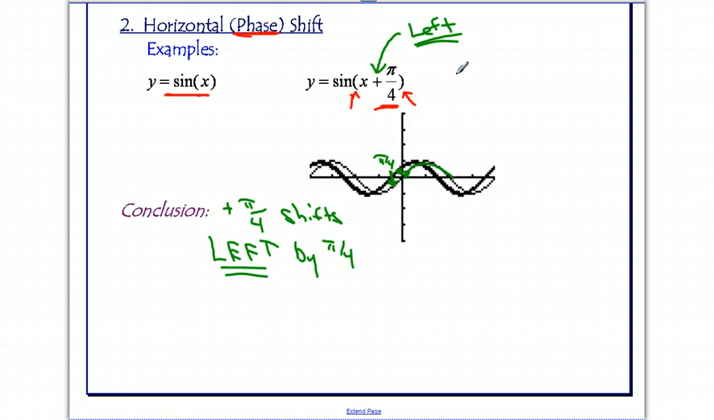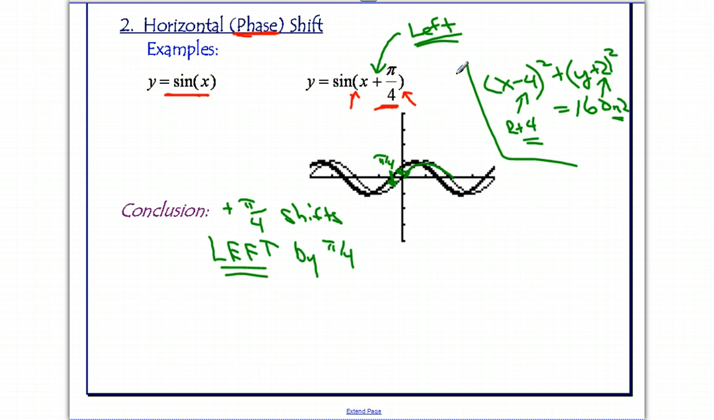If you think back to advanced algebra, algebra 2 trig, when you did equations of circles or any of the conic sections, parabolas, hyperbolas, ellipses, if you had some kind of an equation like this was the equation of a circle, and how was the center changed? Well, it was changed right 4, and it was changed down 2. So it's very, very consistent, this phase shift. It's very consistent with what you were doing in algebra 2 with your conic sections. So a plus pi fourths shifts it to the left pi fourths.